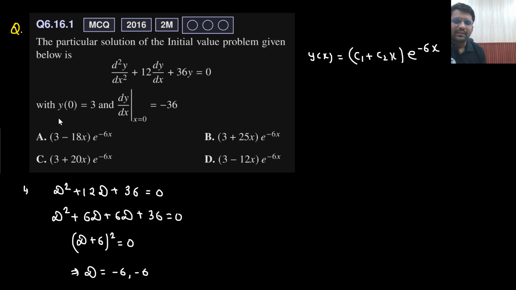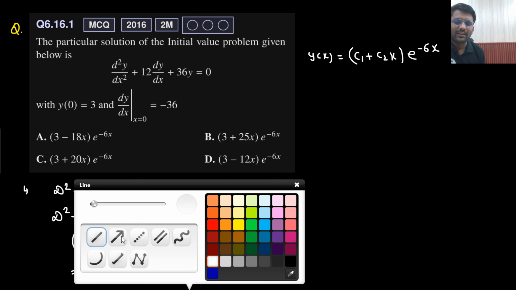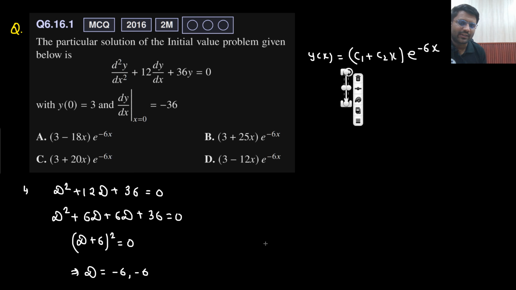Now what are they saying? They are saying that first of all, you put x equals to 0, and the value of y will be 3. At x equals to 0, the value of y will be 3.